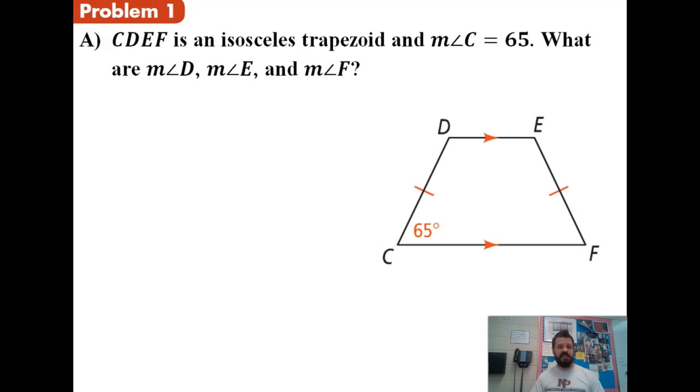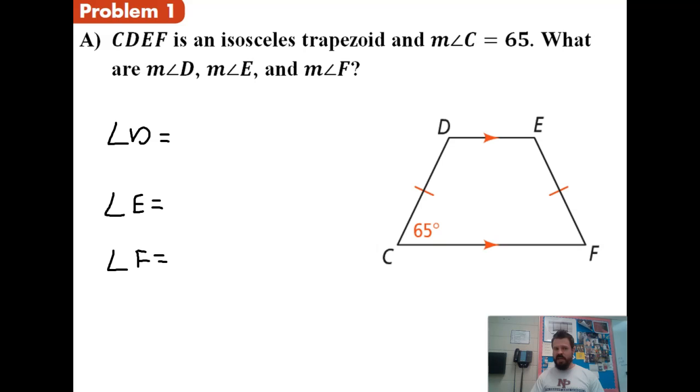Problem 1, part A says that CDEF is an isosceles trapezoid, and it's marked as such with the legs marked congruent here. And we're given the measure of angle C is 65. We want to know what are the measures of angles D, E, and F. So in other words, we want to find the rest of the angles on this trapezoid. So we want to find angle D, angle E, and angle F.